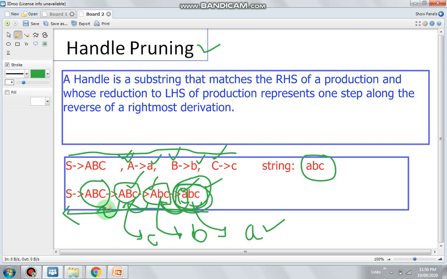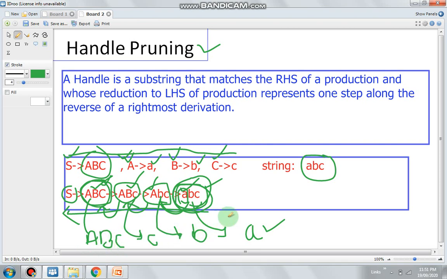And in this string ABC, this entire string ABC is a substring, and this ABC can be reduced by the matching production rule, that means the left hand side S. So this ABC can be replaced by S. In this way you can see in this string, ABC is handle here.